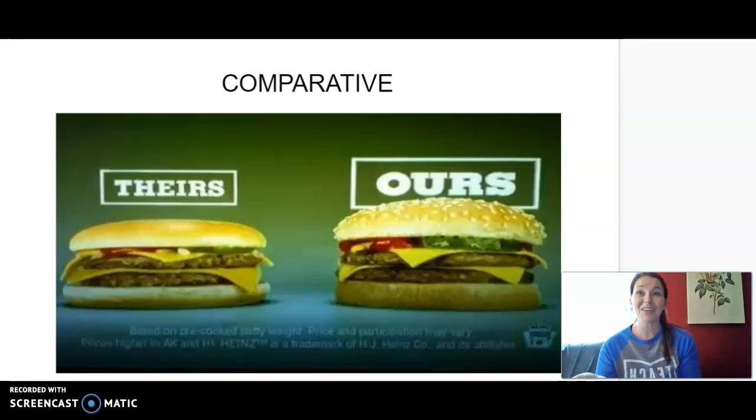So you'll see these on like McDonald's versus Burger King. They'll be like, this is their sandwich, it's so little, but this is ours, it's really beefy. So this one is trying to show you that our product is better than their product. Our food is better than their food. To me, it's humorous, but it shows you the difference between the two products so that you will want to buy the better product.